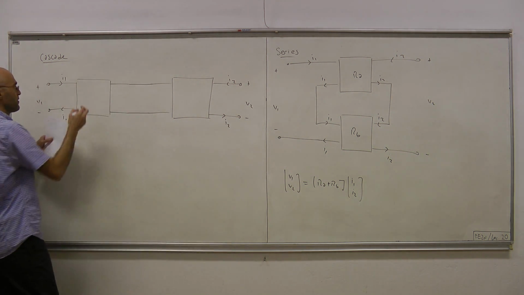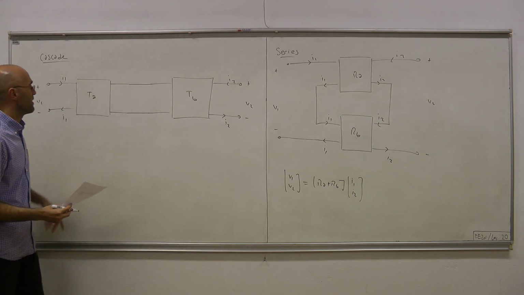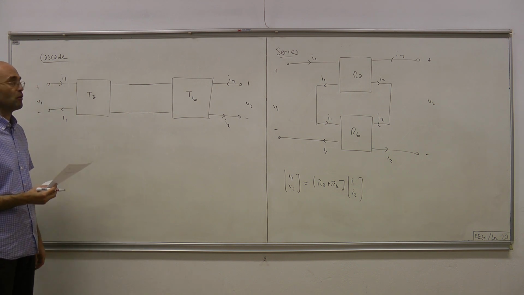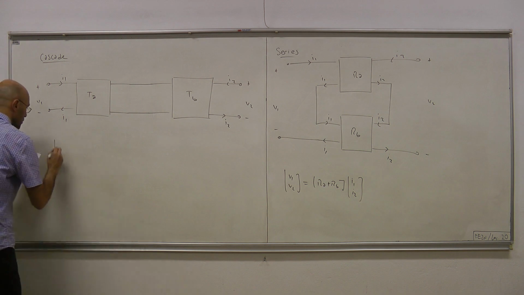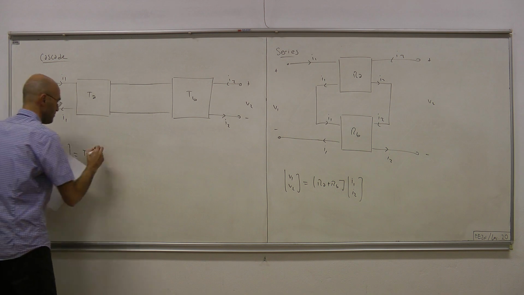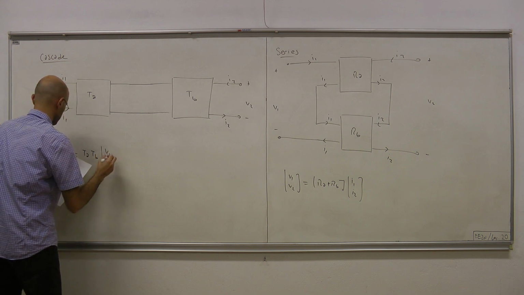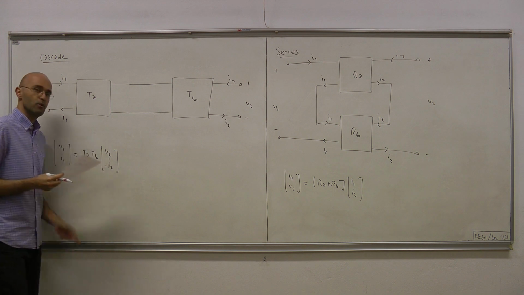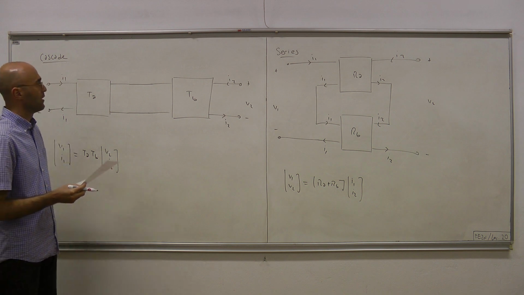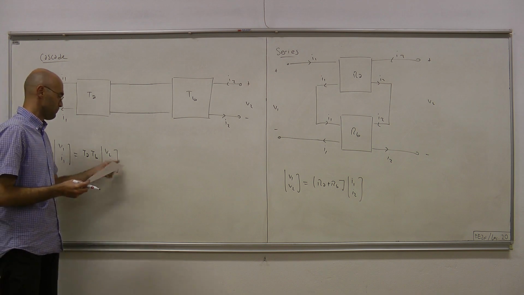Now if you know the chain parameters or transmission matrix for those individual two ports, then the transmission matrix of the overall two port simply is the product of those two separate matrices. So V1, I1 equals TA times TB times V2, minus I2. So this is the overall transmission matrix representation for the new two-port. And it's also not difficult to show, and it will be a nice exercise to work it out.